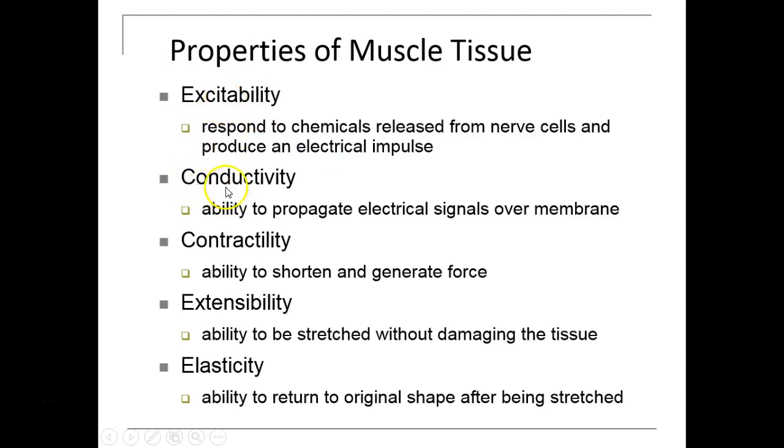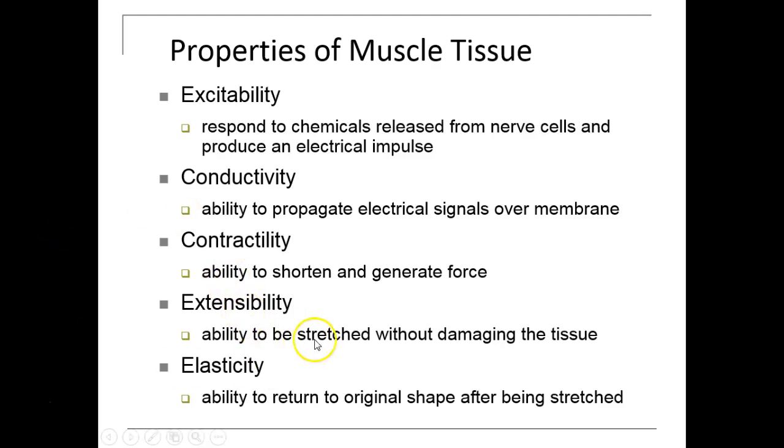Muscle tissue is also conductive. So we say conductivity. That's the ability to take the electrical impulse that was generated and move it along the surface of the cell. That's called propagation. All muscle tissue contracts and relaxes, so we say contractility. And contractility is the ability to shorten and produce force.